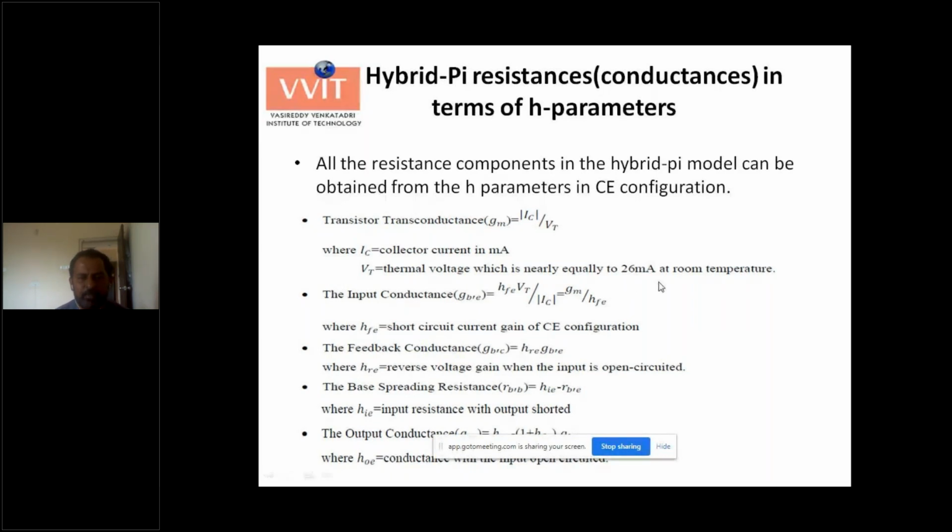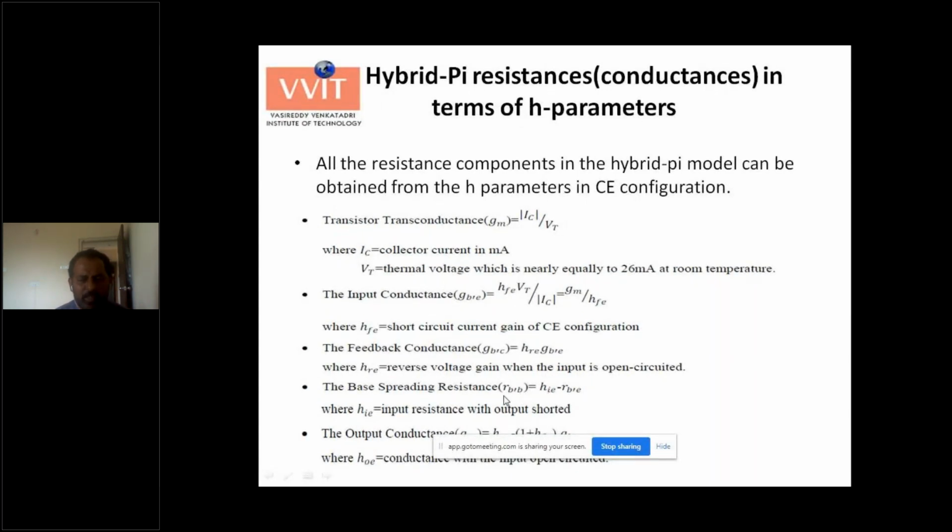Then RB'E can be written as HFE divided by GM. You know what this HFE is; we have done this already in first semester. Then GB'C or RB'C is the inverse of this. RB'C is resistance and this is conductance. And HRE, of course, you know what HRE is.